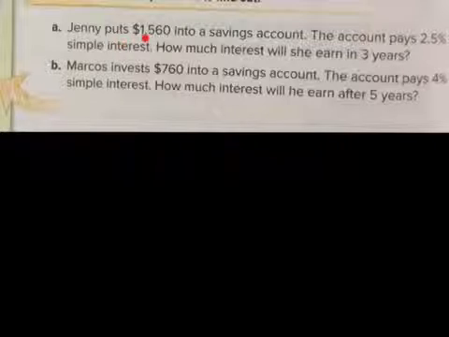Jenny puts $1,560 into a savings account. The account pays 2.5% simple interest. How much interest will she earn in 3 years?